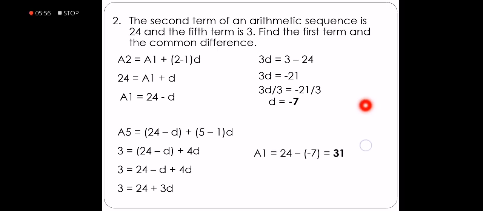This time, kukunin naman natin yung ating a sub 1. Yung a sub 1, if you still remember or notice, given naman yung ating second term, and that is 24. So para makuha natin yung a sub 1, if we are adding to find the next term, ang gagawin naman natin para makuha yung previous term, we are going to subtract the common difference. So a sub 1 equals 24 minus the common difference, negative 7, and that is equal to 24 plus 7 or 31.